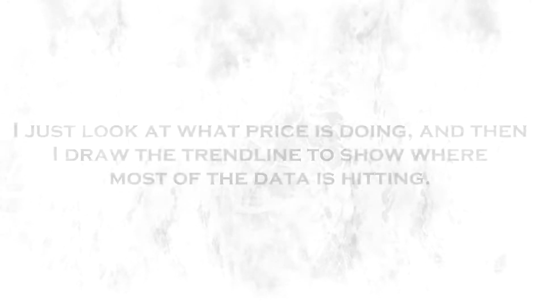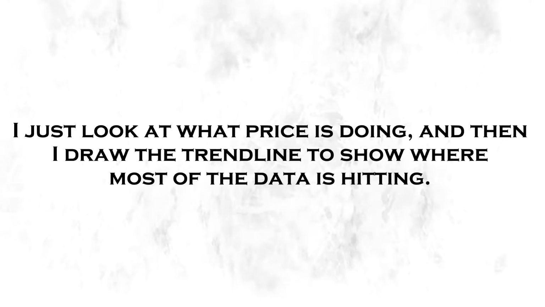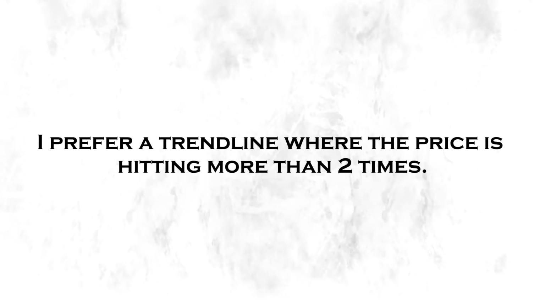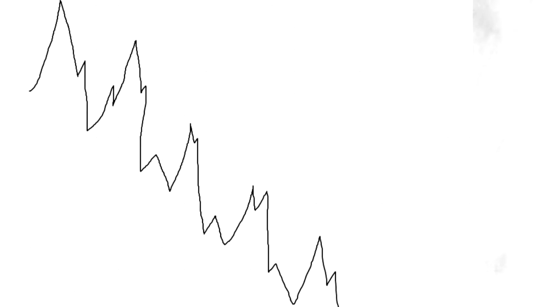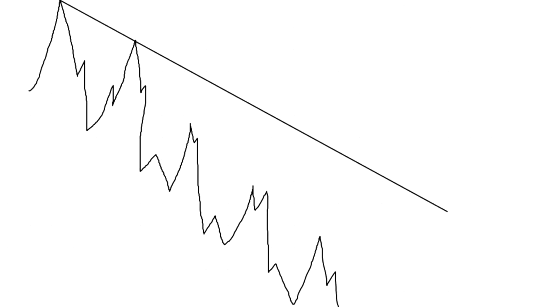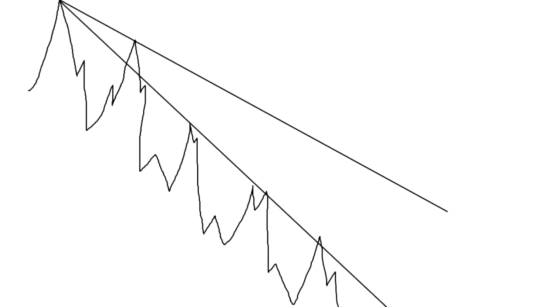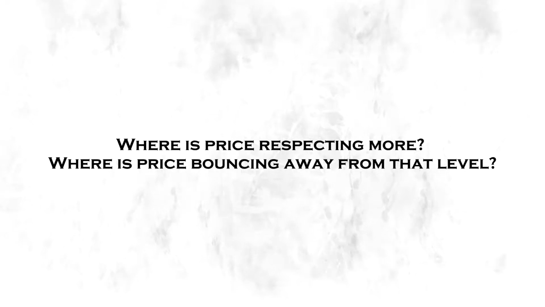The way I do it is I just look at what price is doing, and then I draw the trend line to show where most of the data is hitting. I prefer a trend line where the price is hitting more than 2 times. Let's assume the market moves like this. You could draw a trend line like this, or you can draw a trend line like this. This is how I would do it. Whenever you make the decision to draw a trend line, ask yourself, where is price respecting more? Where's price bouncing away from that level? The more respected one should be the one you use for your trading decision.